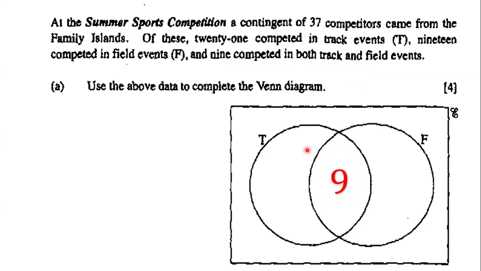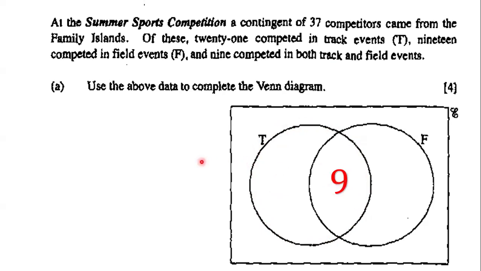Now we need to figure out how many students competed in track only. So this right here represents track only. Notice that the data give us a hint because it says that 21 competed in track events. And so what does that mean? That 21 represents this entire circle, right? So that 21 consists of those who competed in track only and those who competed in both track and field.